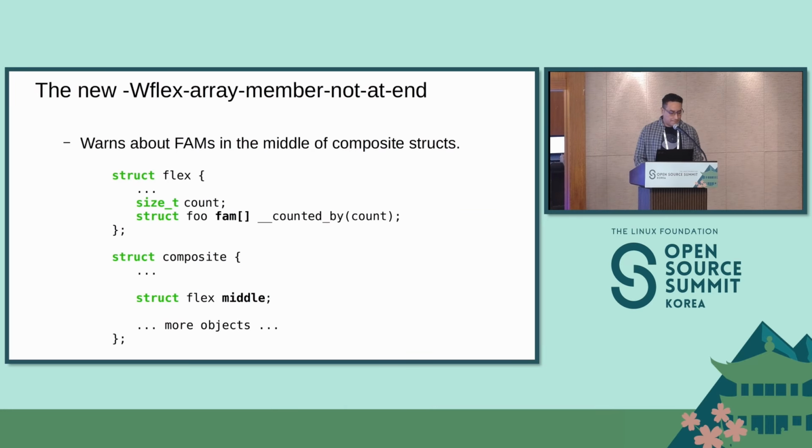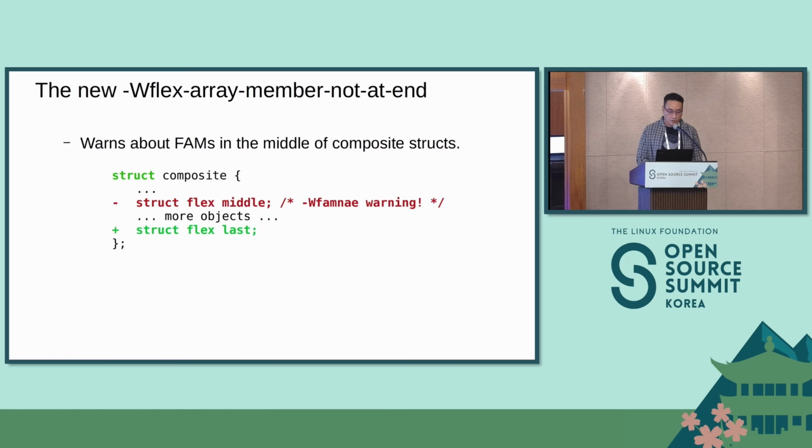Now, this compiler option is going to warn when we have a flexible array member in the middle. What we have here is an instance of a flexible structure in the middle of a composite structure. That is a warning, and that is basically what this compiler option does: it detects these issues. A simple way to fix this is to move that middle member to the end of the composite structure, and we can even change its name to make it explicit that it is now the last member. With this simple change, that warning goes away.